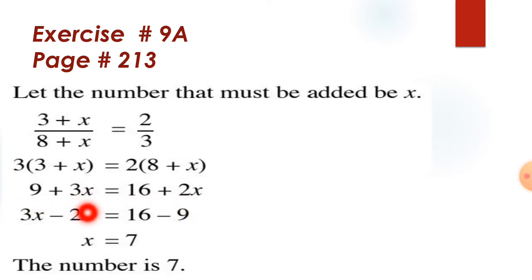3x minus 2x will be 1x, or you do not need to write 1, you can write just x. It means that x has a coefficient of 1. 16 minus 9 will be 7. So the number is 7. That's the answer.